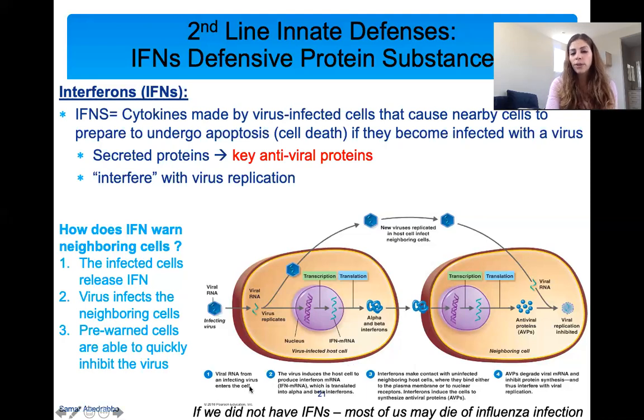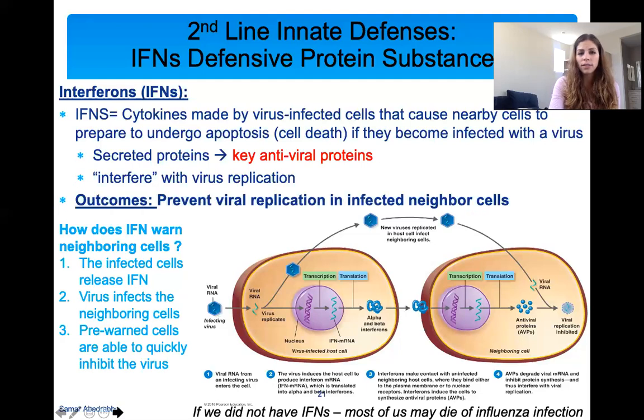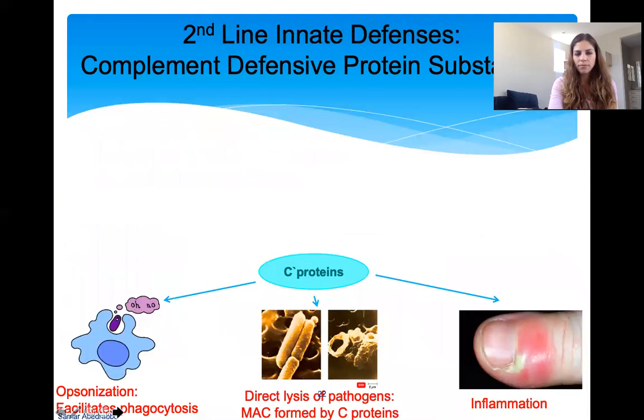And just so you guys know, if we did not have interferons, many of us would die from potentially simple infections such as influenza infections. And the outcome is you prevent viral replication in infected cells. If you stop virus replication, you basically stop the infection.